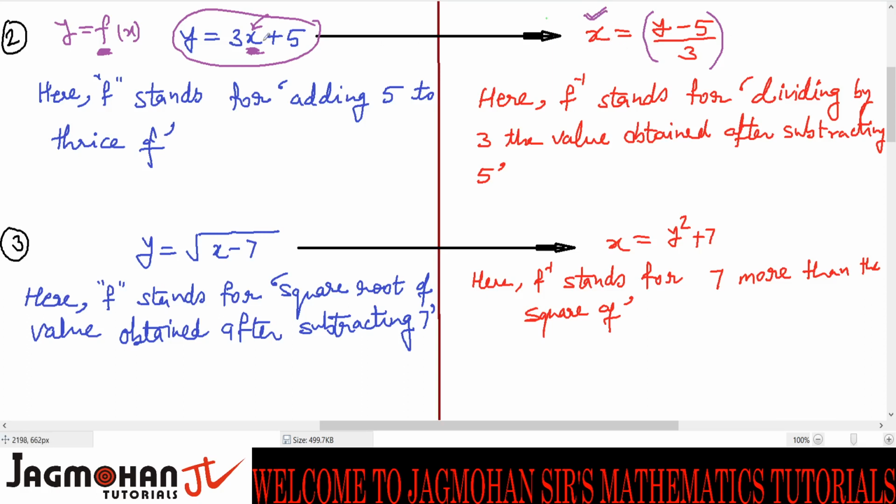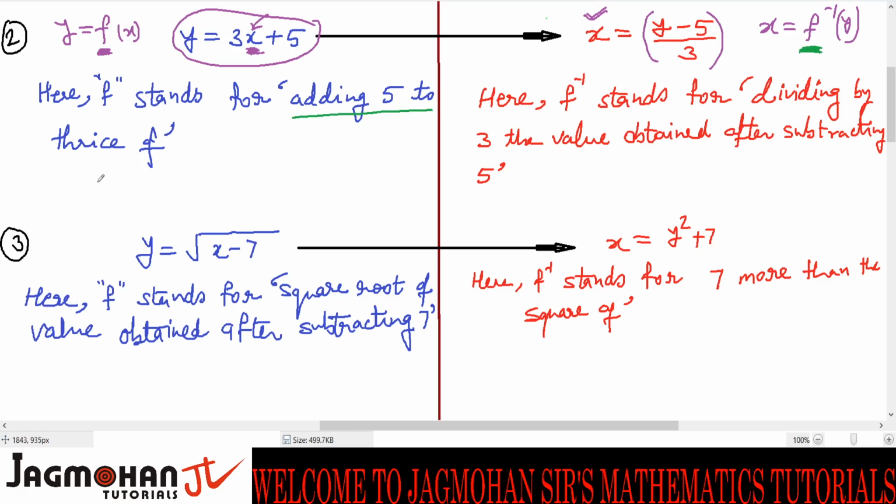Here you have y equals 3x plus 5, so you are solving it for x equals. So you will get y minus 5 by 3. Now this becomes your x equals f inverse of y. And in this case, what is the underlying rule? The underlying rule of f inverse has reversed. It has become exactly the reverse of this.